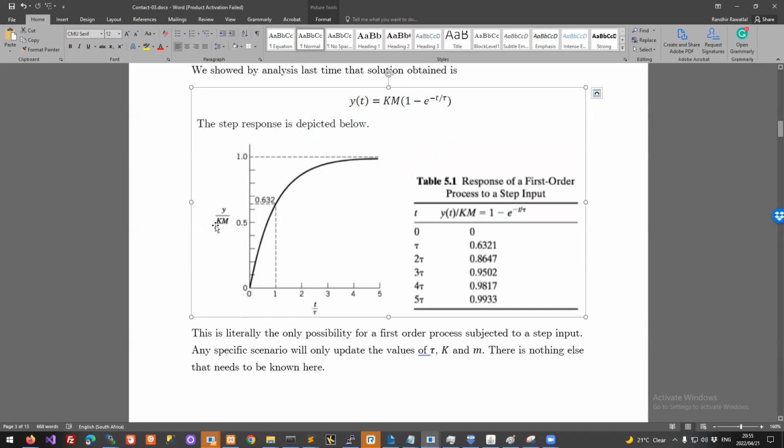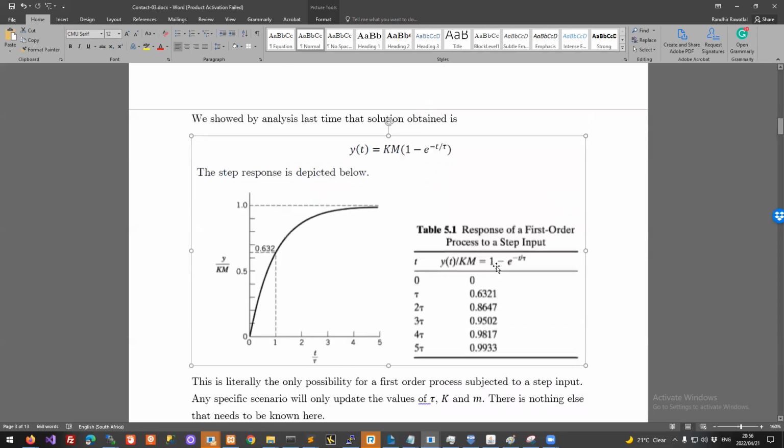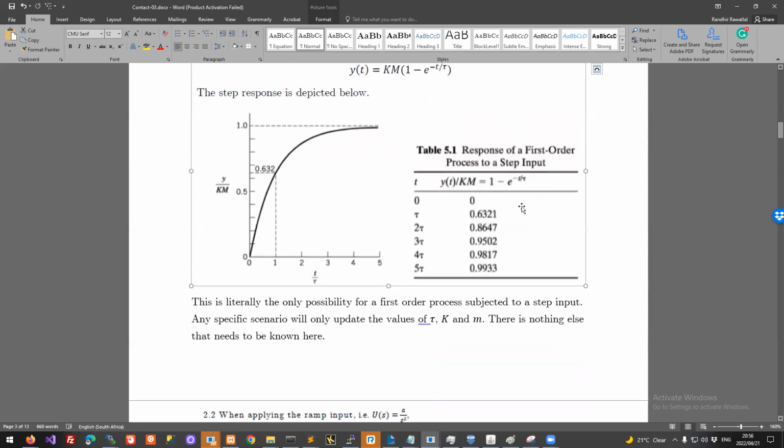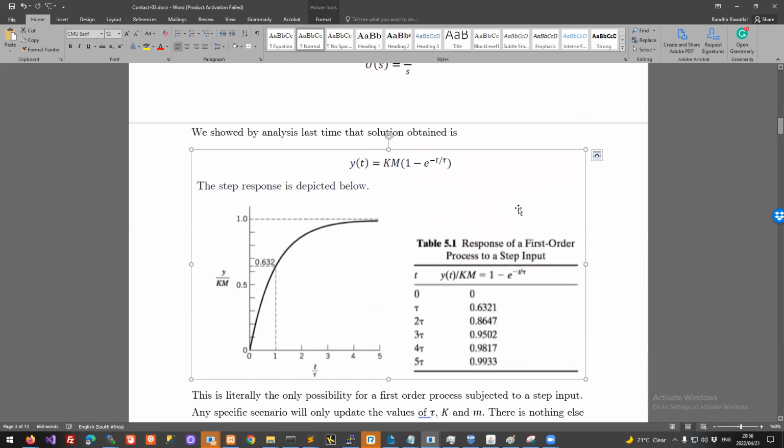So if in your process k and m are 50, then you just multiply by 50, and then you've got the value for y. And so you can generate all possible values for any first order process for any step. So this is nice in general. And besides just having the equation and the numbers, this also shows us that there is only one possibility among all the things that could happen here, right?